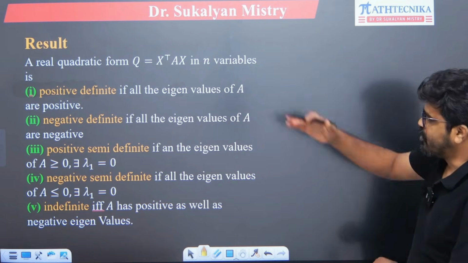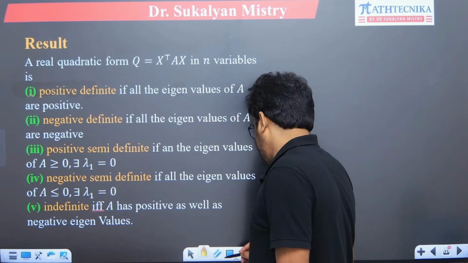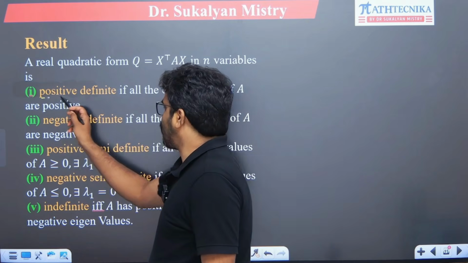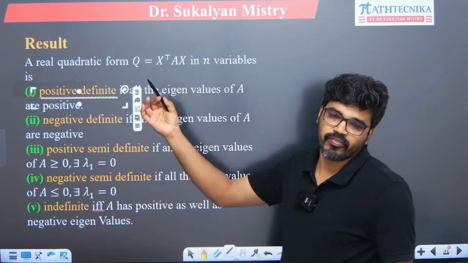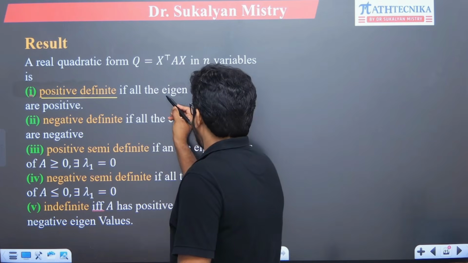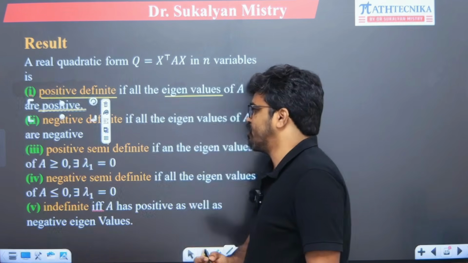It is a very important result. That is a real quadratic form. It is positive definite if all eigenvalues are positive. If all eigenvalues are positive, then it is positive definite.